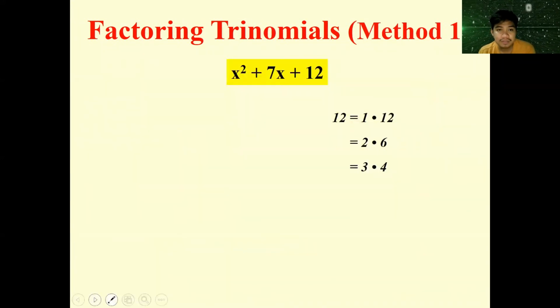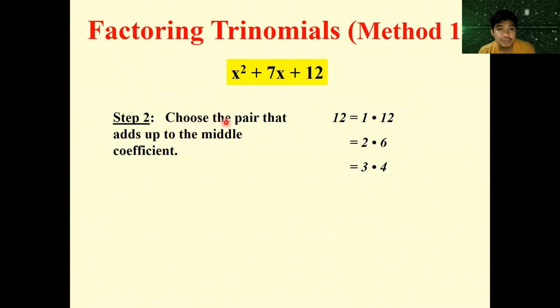So step number 2, choose the pair that adds up to the middle coefficient. So titignan natin yung mga pares na to, and titignan natin na kapag pinag-add natin yung dalawang yun, ang sagot dapat is yung nandito sa gitna. So 1 plus 12, 13. So basically hindi. 2 plus 6, 8. So hindi. So we have 3 plus 4, 7. So yung pangatlo yung ating hinahanap. Gagamitin natin yung pangatlong yan sa ating sagot.